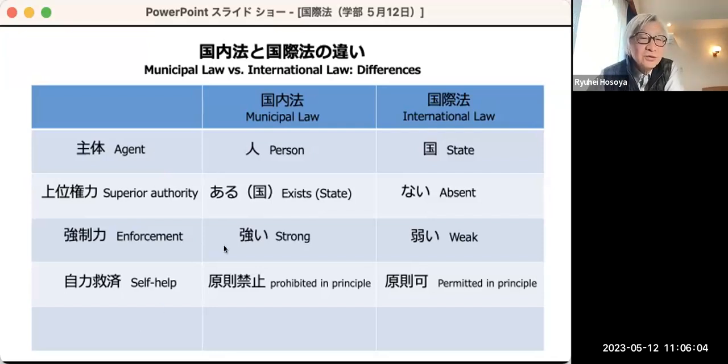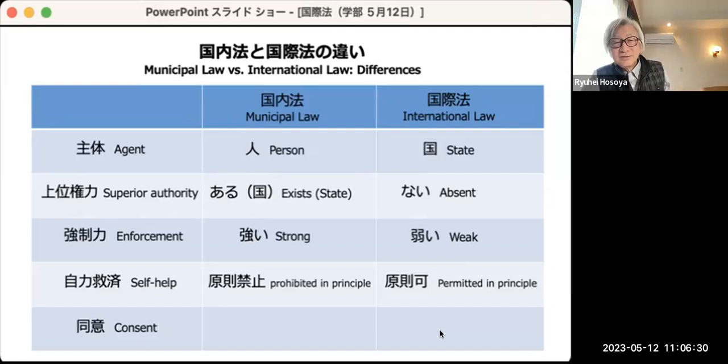And the last point of view is, what do we mean by consent? 同意って何のこと？要するに、in the case of municipal law, does the person have to consent to be subject to law? Or in the case of international society, does the state have to give consent to be bound by international law? わかります? And the answer again here is very distinct between the two systems. The person does not have to give consent. Can you guess why?